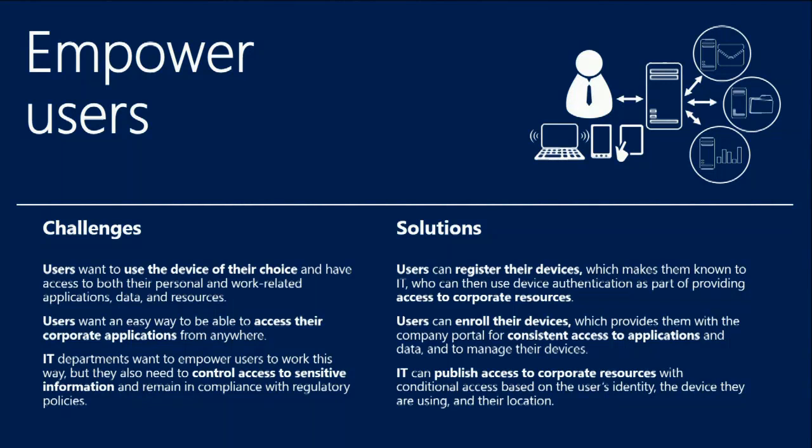They can also enroll their devices, which gives them the company portal application for consistent access to applications on those devices. An easy way to go and install these corporate apps on their device. And then lastly, IT themselves can publish access to corporate resources. When you publish access to a corporate resource, you want to have knowledge of the device itself, the user identity, as well as the network location. So all three of those scenarios come in play, and IT wants to know all three of those before they're going to provide access to corporate information. So that's how we're going to address these challenges.